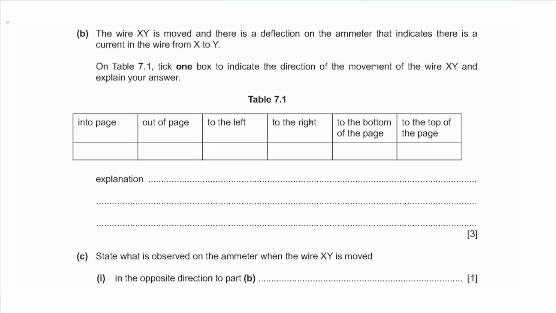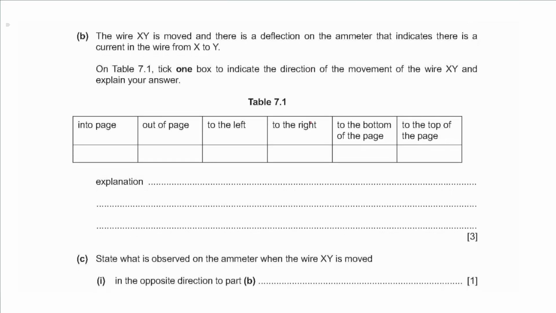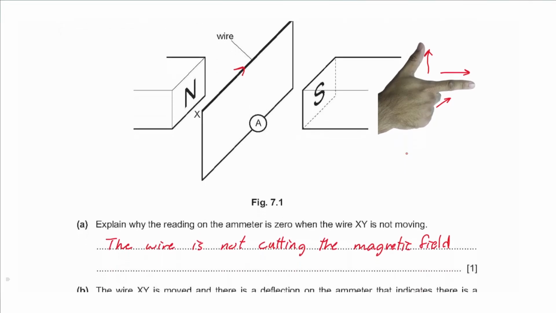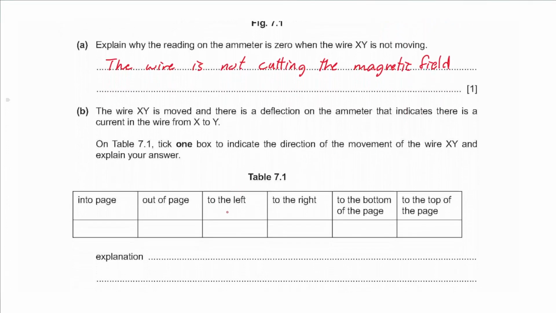Part B says the wire XY is moved and there is a deflection on the ammeter that indicates there is a current in the wire from X to Y. On table 7.1, tick one box to indicate the direction of the movement of the wire XY and explain your answer. So using the right hand rule, we have the direction of the field to the right from north to south, so the index finger points to the right, and the current is moving from X to Y, that is into the page, so the middle finger points into the page. Now the thumb is pointing upwards, so the direction of the motion will be not out of the page, not to the left, not to the right, not to the bottom, it is to the top of the page.